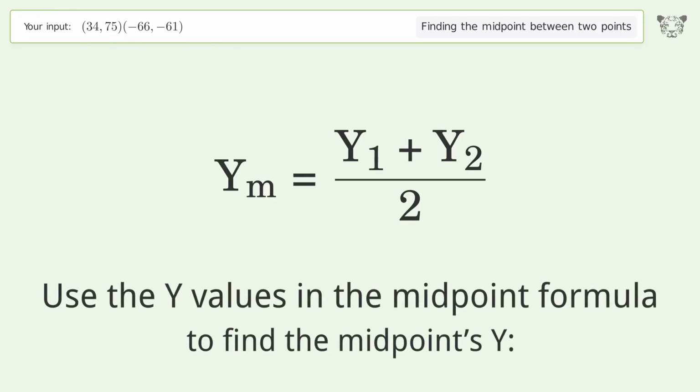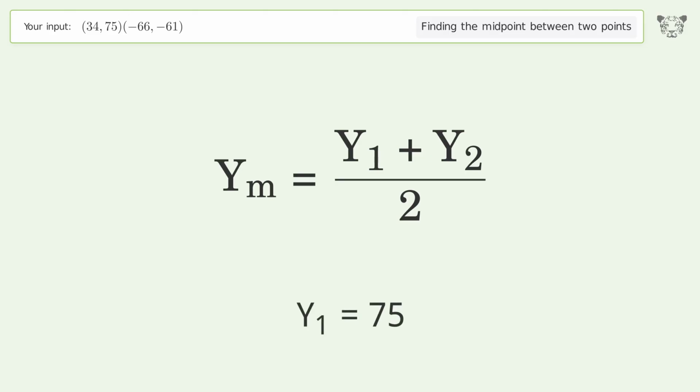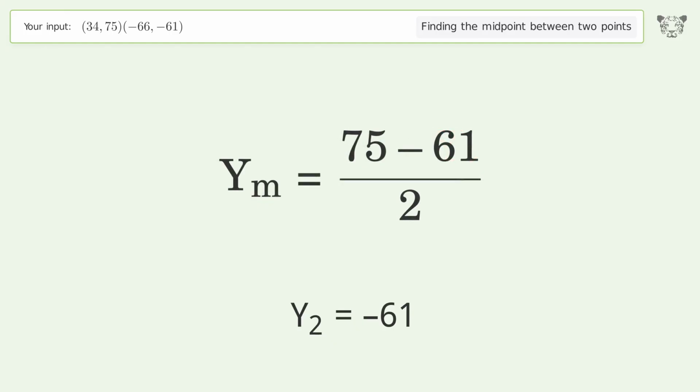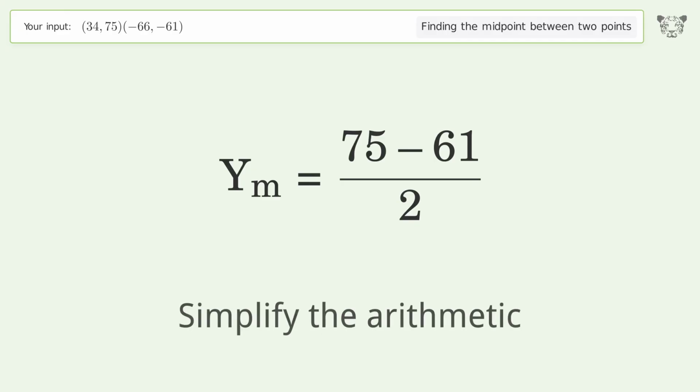Use the y values in the midpoint formula to find the midpoint's y. y1 equals 75. y2 equals negative 61. Simplify the arithmetic.